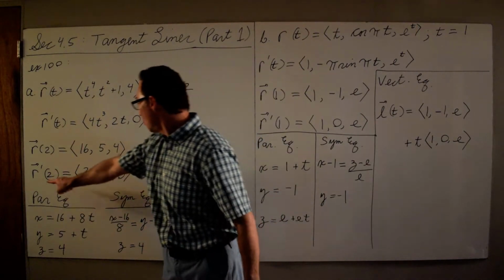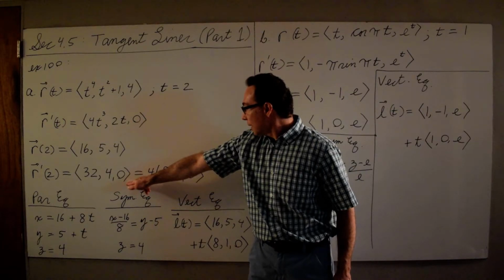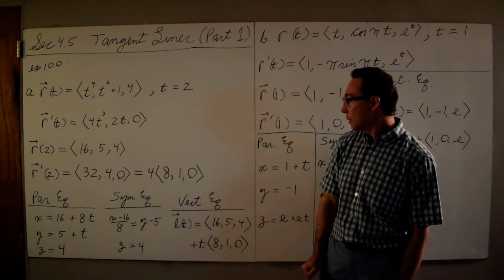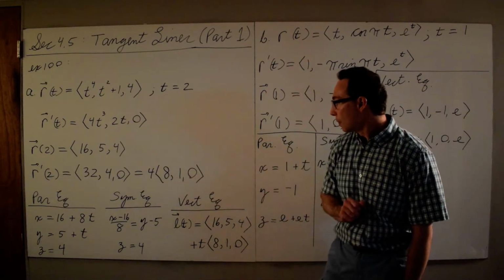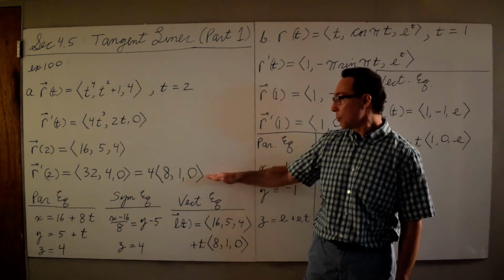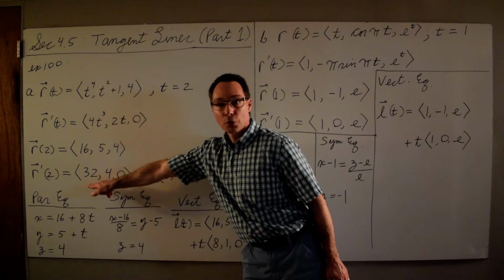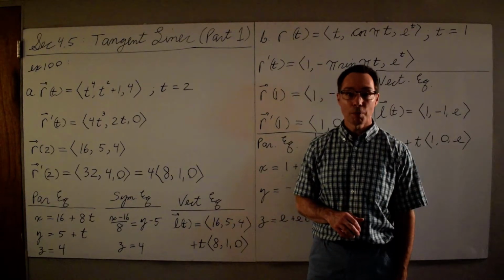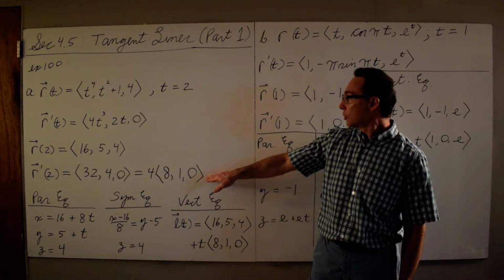And then we substitute 2 into the derivative. That gives us a direction vector, 32, 4, 0. Now remember, we just need direction. We can factor a 4 out, and we have the vector 8, 1, 0. The vectors 32, 4, 0 and 8, 1, 0 are parallel vectors. They have the same direction, different magnitudes, but the same direction. So we can go ahead and use the vector with the lower coefficients.